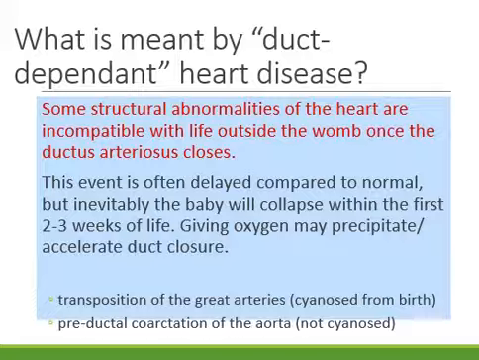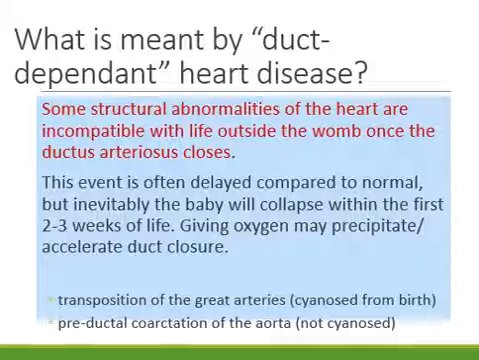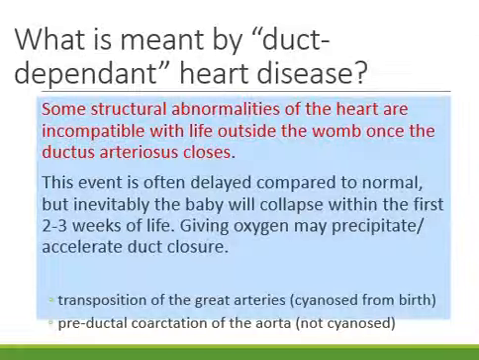In duct-dependent disease, duct closure is often delayed compared to normal, but inevitably the baby will collapse within the first 2 to 3 weeks of life. Giving oxygen may precipitate or accelerate duct closure. Transposition of the great arteries: the babies are usually cyanosed from birth.